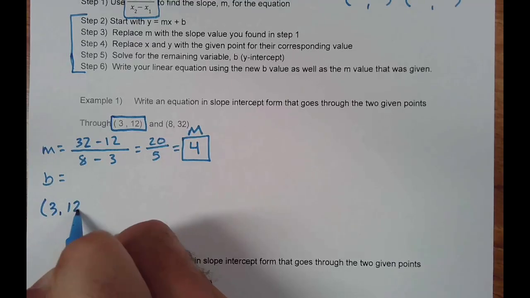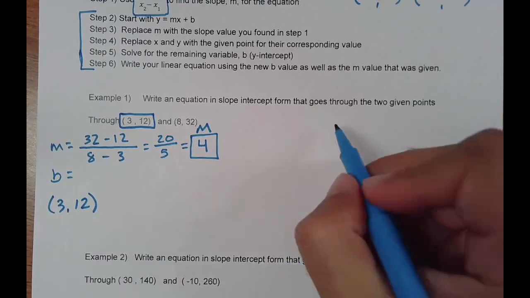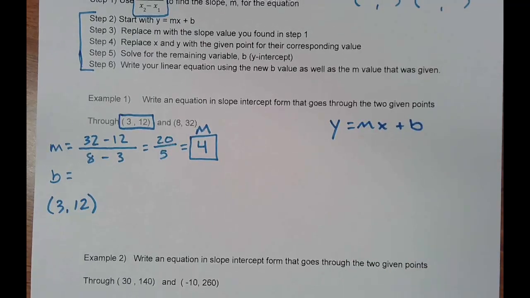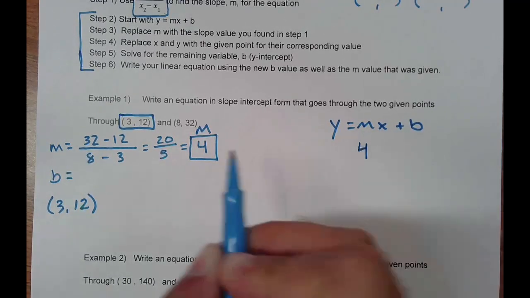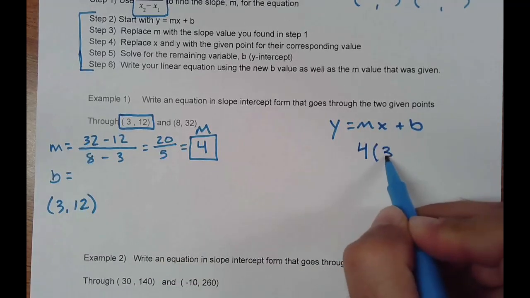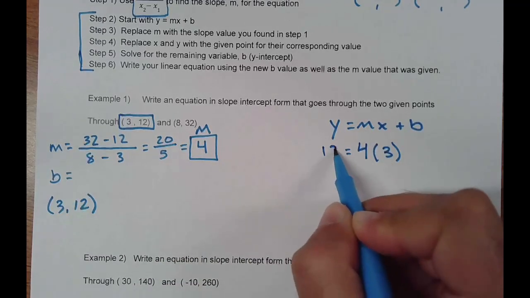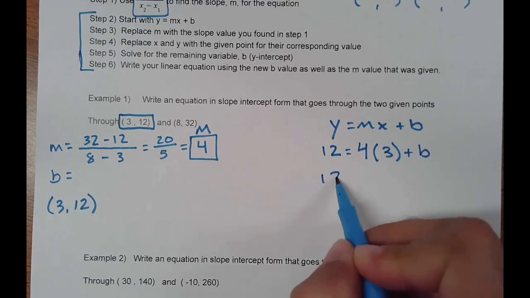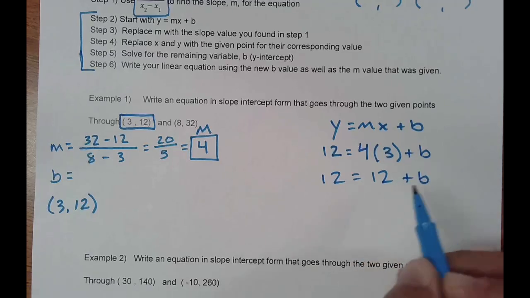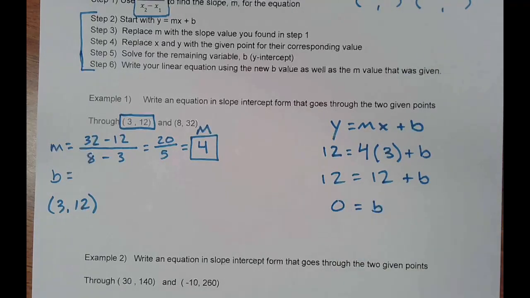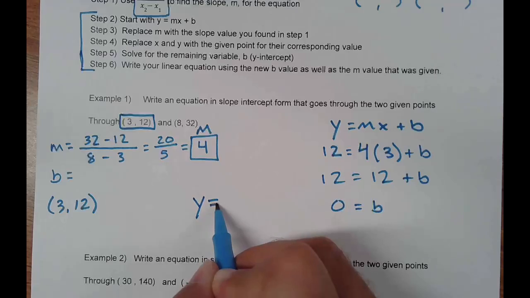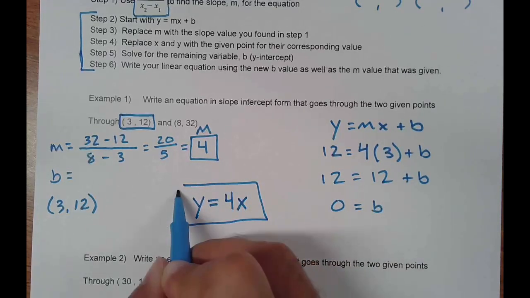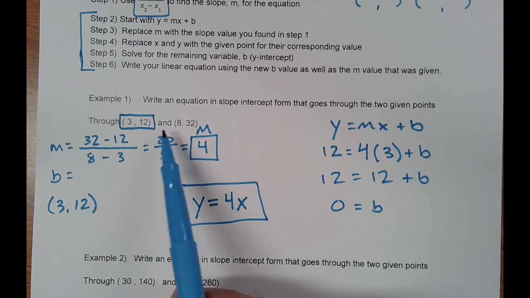Start with my equation, y equals mx plus b. Substitute in what I know. M is 4, x is 3, y is 12. And the piece that I don't know is b. 12 equals 12 plus b, b equals 0. My equation then is y equals 4x plus 0. And to check, 3 times 4 equals 12, so I move on.